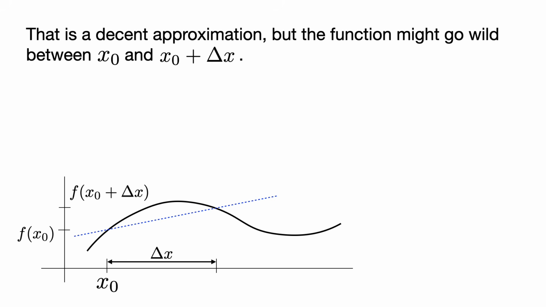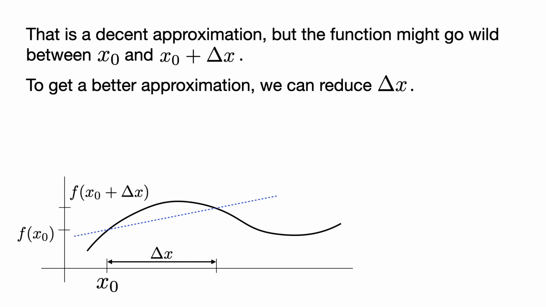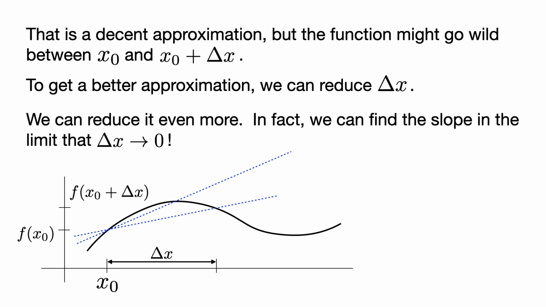That is a decent approximation, but the function might go wild between x0 and x0 plus delta x. So how might we get a better approximation? We can reduce delta x. That gives us a different line. We can reduce it even more. In fact, we can find the slope in the limit that delta x goes to 0. And this gives us the so-called tangent line.